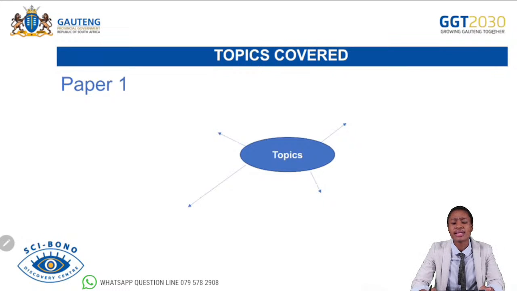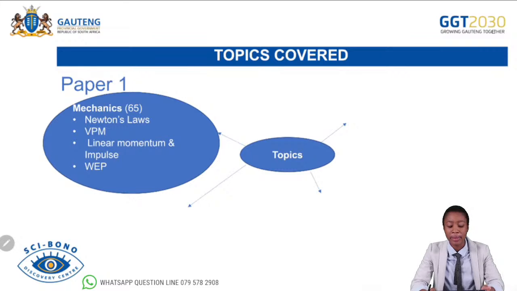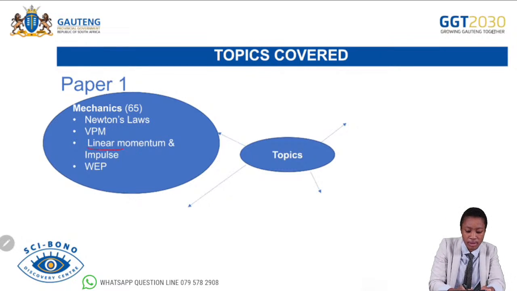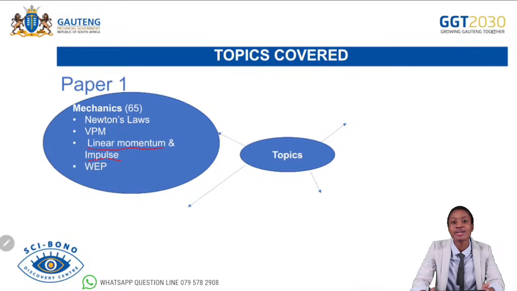Let us now look at the topics that are covered in paper 1. We have mechanics, which we'll be dealing with today. Mechanics has the biggest chunk of marks in your final paper. What is covered in mechanics? We have Newton's laws, and that's what we'll be looking at today. We've got vertical projectile motion. We have linear momentum and impulse, which is basically one topic altogether. Then we have work, energy, and power. If you can master your mechanics, trust me, you're on a good start.